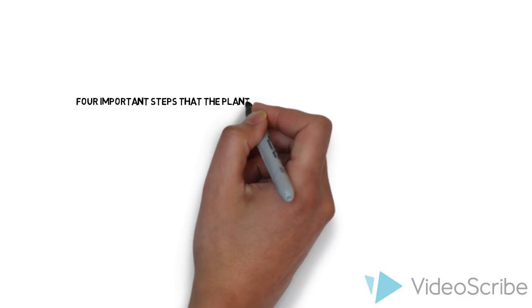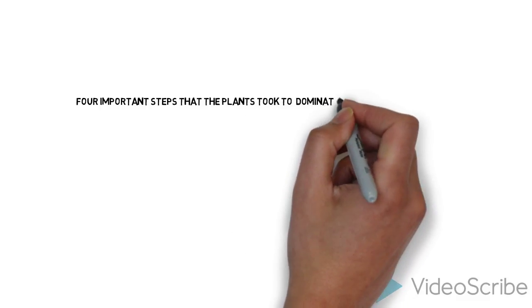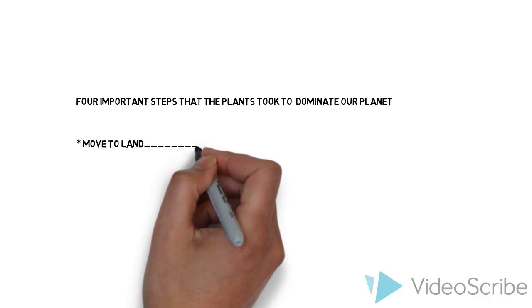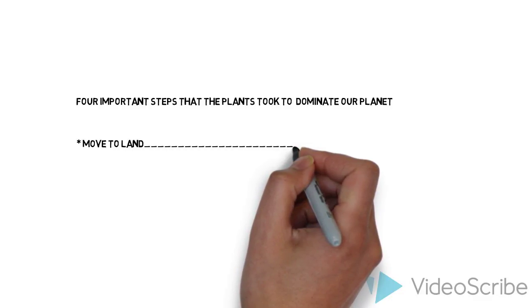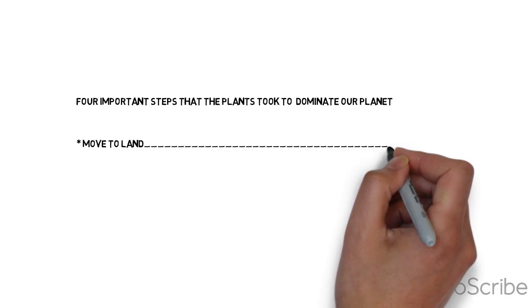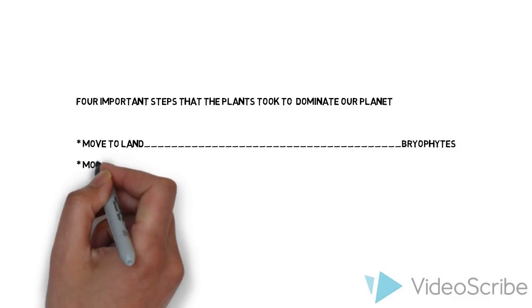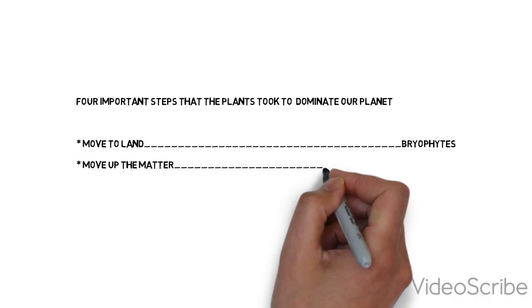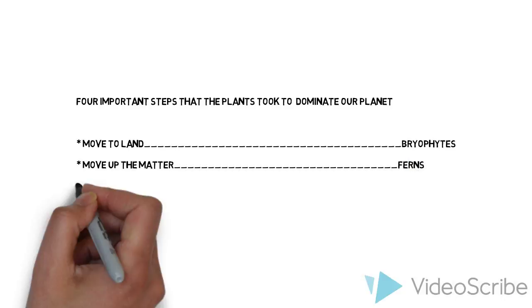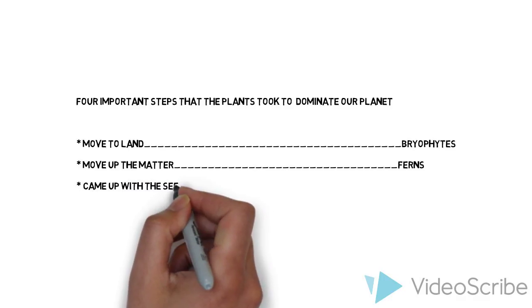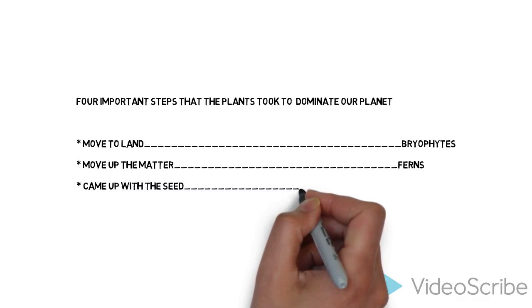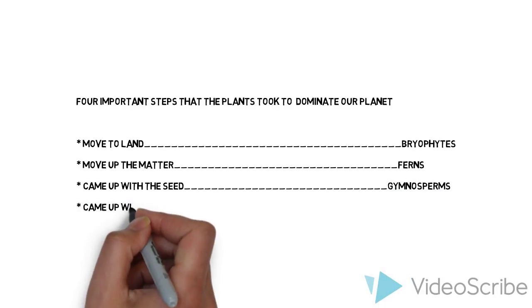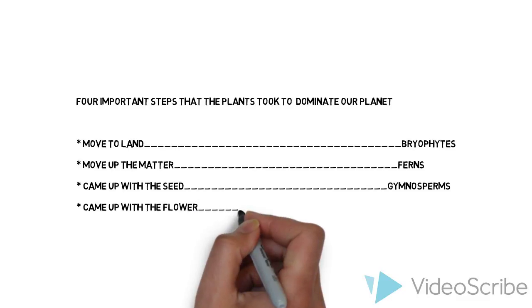Here are four more important steps that the plants took to dominate our planet. That is, to move to the land, and for this we can call them bryophytes, plants like mosses etc. Then they were able to move matter off the ground, like for it we can take ferns. Then they came up with the seed, gymnosperms. Then they came up with the flower, and we call them angiosperms.